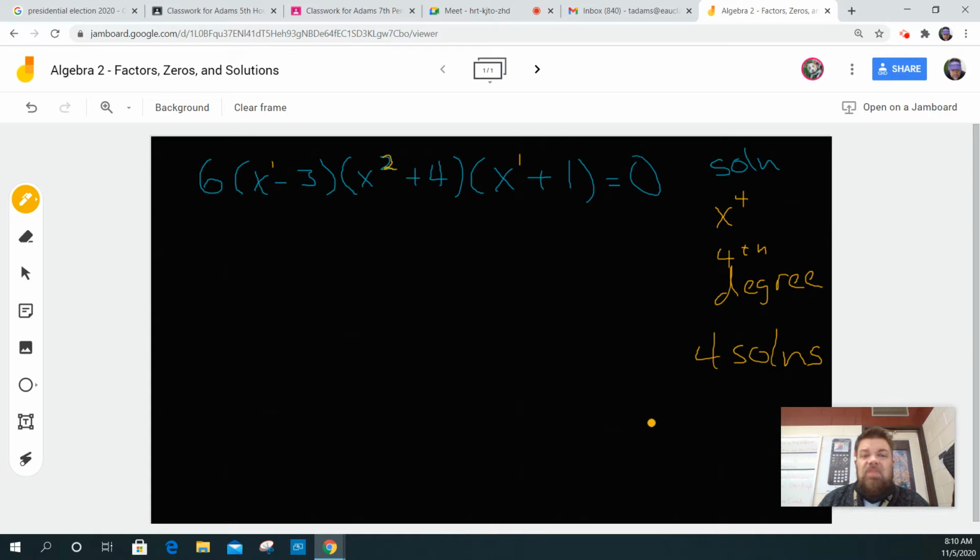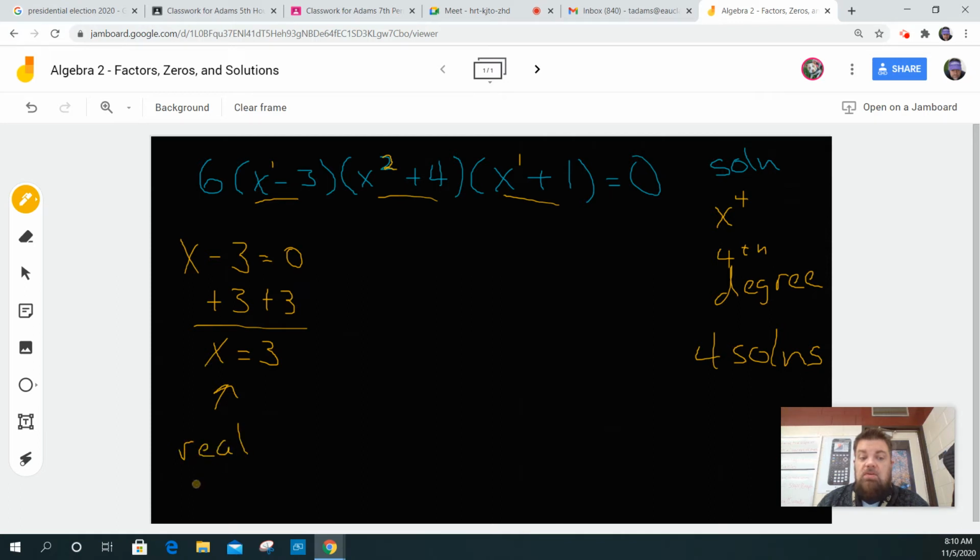But what are the real solutions? Well, I just have to set each one of these factors to 0, okay? So if I say x minus 3 equals 0, and I add 3 to both sides, I get x equals 3. So that's one real solution, okay? I get x equals a number, so that's a real solution.